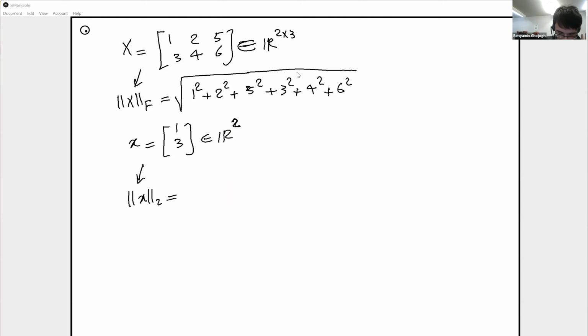And what is the L2 norm of this? Please tell me, I want to write. 1 squared plus 3 squared. Exactly. What is the L1 norm of this?